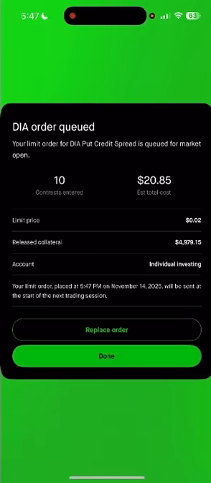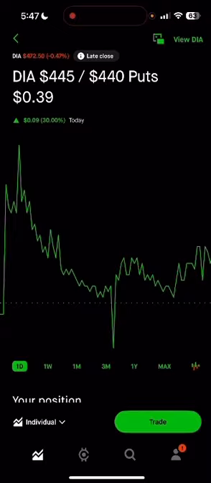and the order's queued. So it'll stay on throughout the 28 days, and it'll execute when the DIA credit spread gets down to 2 cents. It's simple as that. And you hit done, you're good to go.